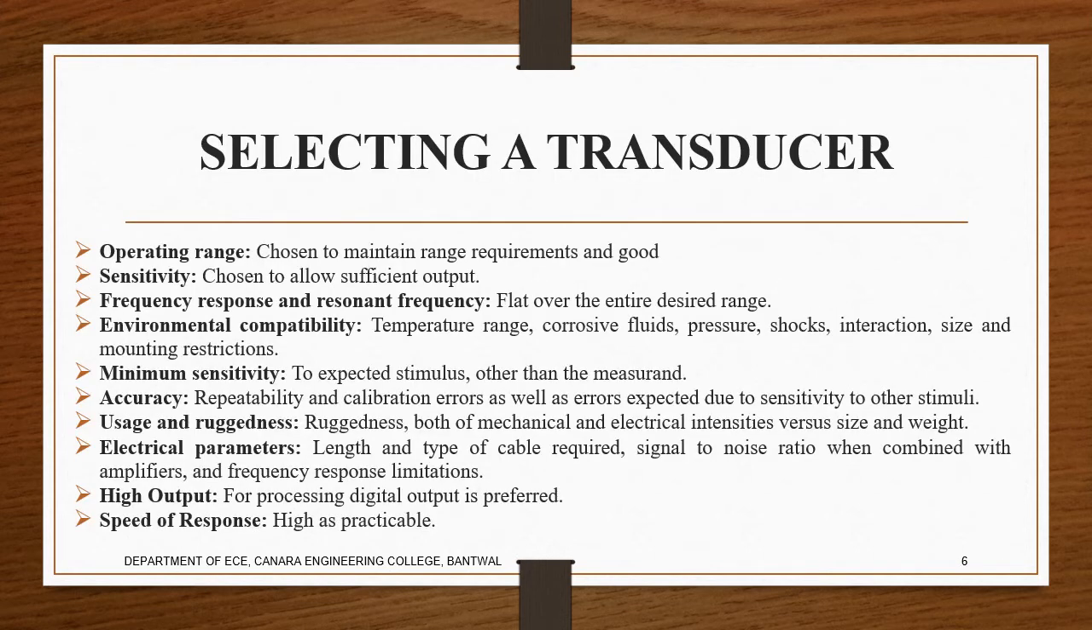Next, how to select a transducer? As we know all these things, the main factor should be the operating range. It should maintain a very good range and good sensitivity, a stable range we have to get. It doesn't mean that fluctuation is good sensitivity. It should give a sufficient output, so that a slight change is reflected in the output.